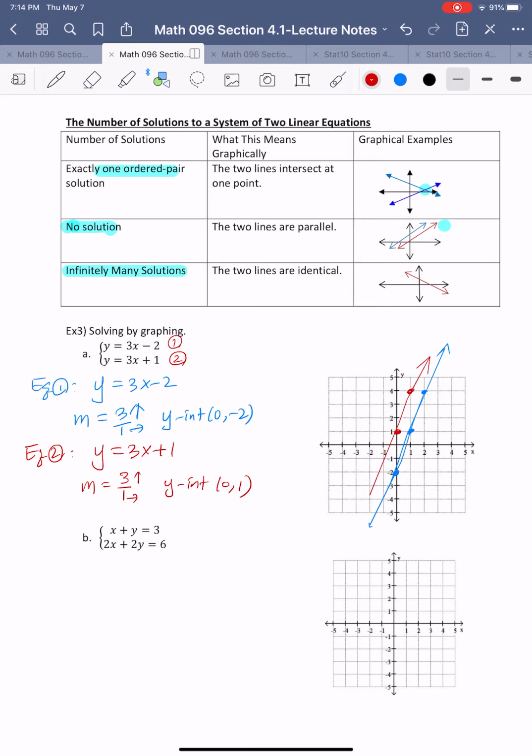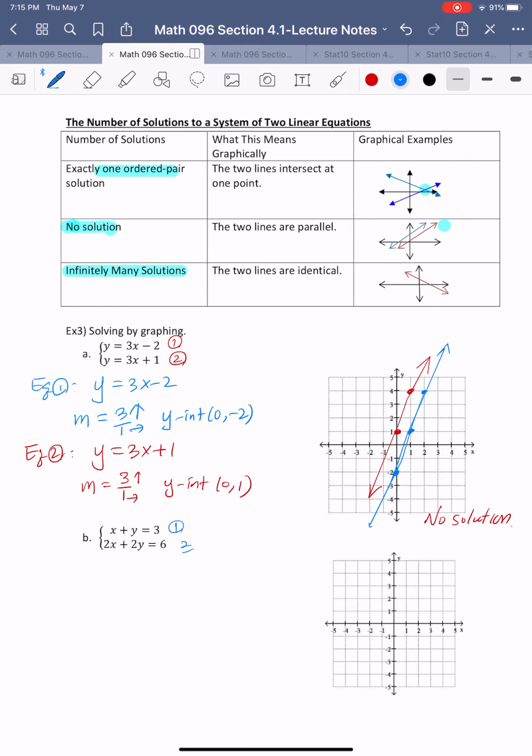Okay, so as you notice, these two lines look like what? They're parallel, right? So I don't think these two lines meet. So I want to say this is no solution. Okay, part B.